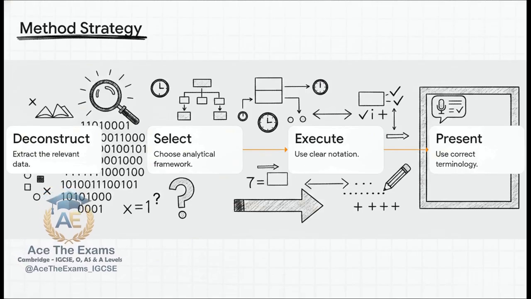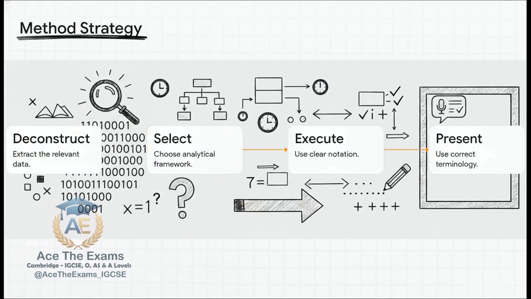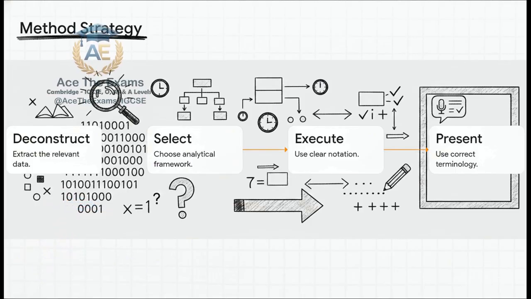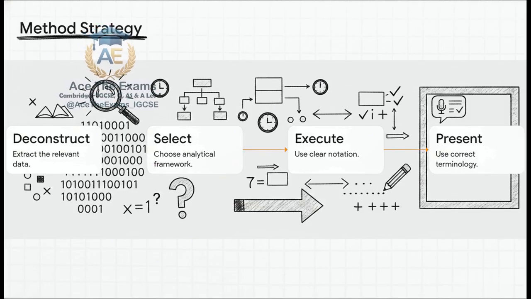Step 4 is execute with clear notation, really show your step-by-step decomposition. And Step 5, present with correct terminology. If you follow this standardized sequence, you are proving your algorithmic thinking to the examiner. You're showing them the method. And honestly, that is often where the bulk of the marks actually live.